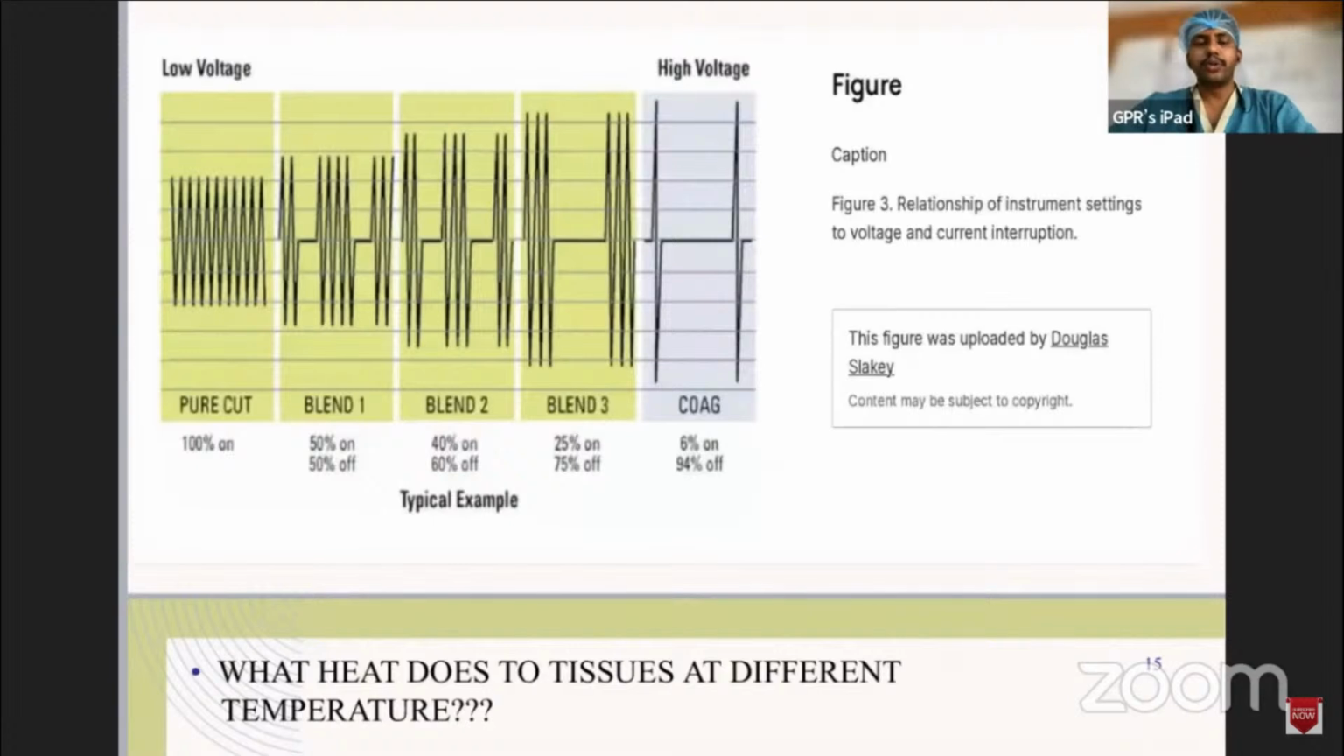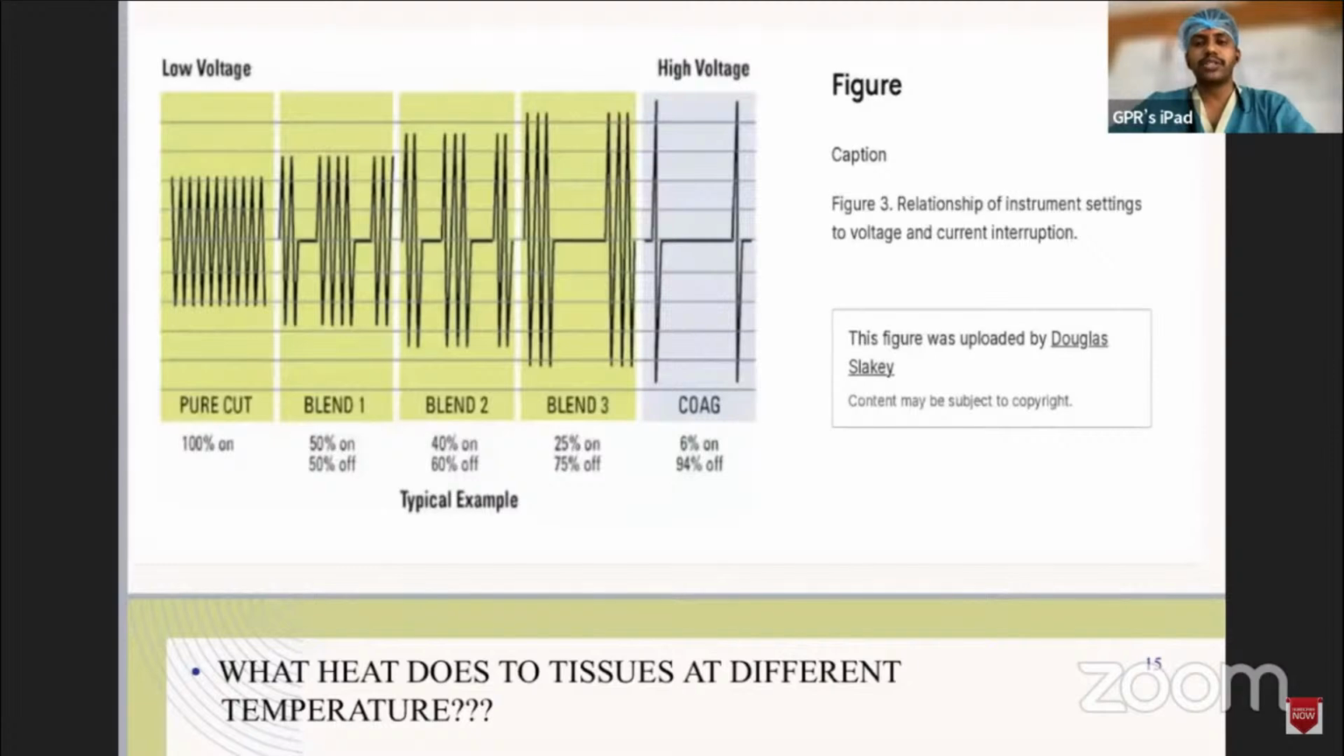When it comes to the pure cutting current, it uses almost 100% of the energy very precisely, in a high frequency manner and in a low voltage manner. When it comes to coagulation, it uses a high amplitude, high voltage current at a lesser frequency. So the amount of energy used by a coagulation current will be comparatively 6% of what was used by the cutting current. There are three different entities called blend 1, blend 2, blend 3, depending upon the amount of energy being used.